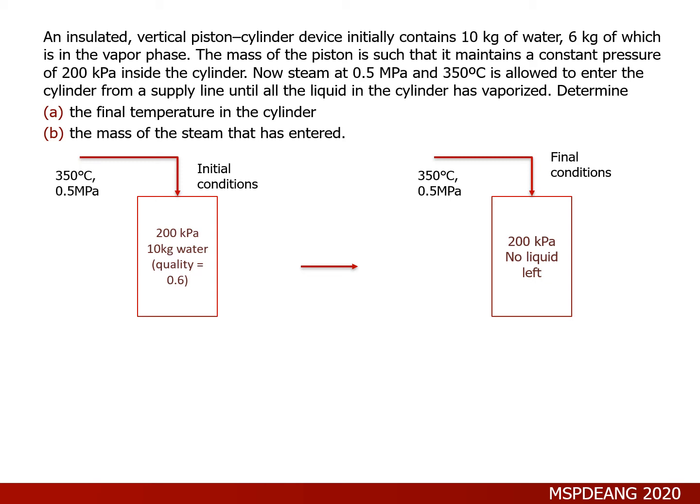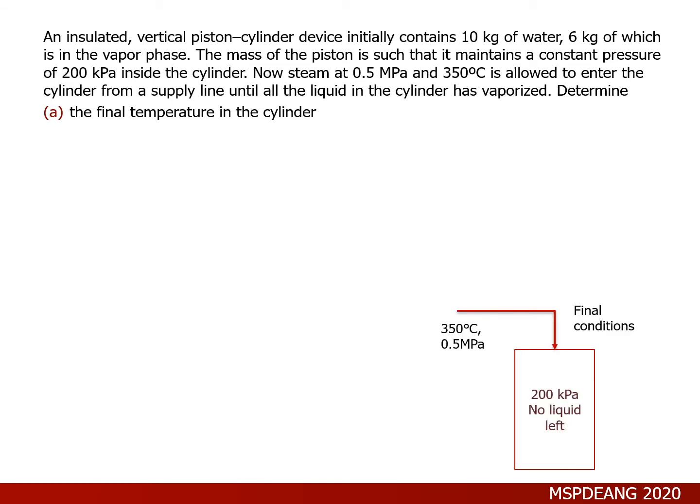Now, steam at 0.5 MPa and 350 degrees Celsius is allowed to enter the cylinder from a supply line until the liquid in the cylinder has vaporized. Determine from this A, the final temperature in the cylinder and B, the mass of steam that has entered. So consider this case for the initial until the final process. Let's say there is a piston that allows it to move to maintain the pressure constant at 200 kPa. So now, how do we proceed from this?